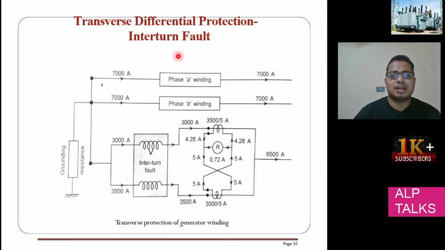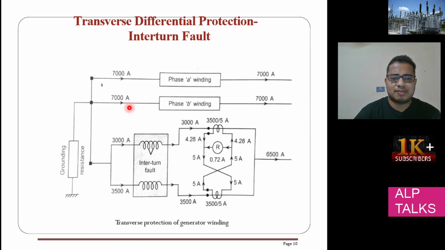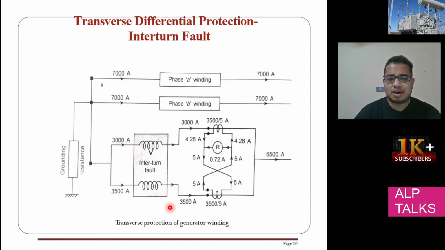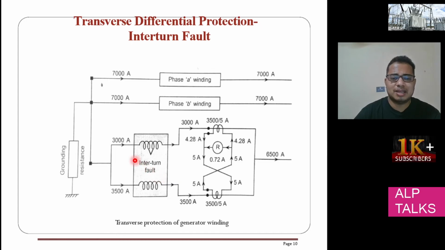We have another one, transverse differential protection in the alternator itself. For example, say this is the A phase winding, it is carrying 7000 amp and another phase carrying 7000 amp. Here you have transverse protection of the generator winding, phase B for example. Phase B has two parallel paths. Say some internal fault is there, for example an interturn fault. Then what happens? It is carrying 3000 amp, it may carry 3500 amp. So there is some difference, right?